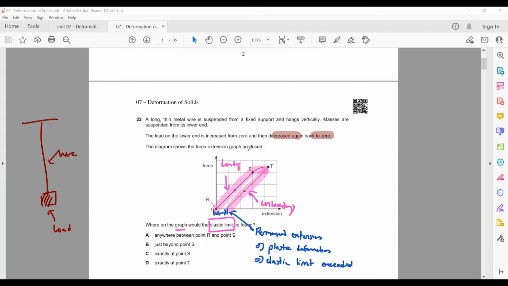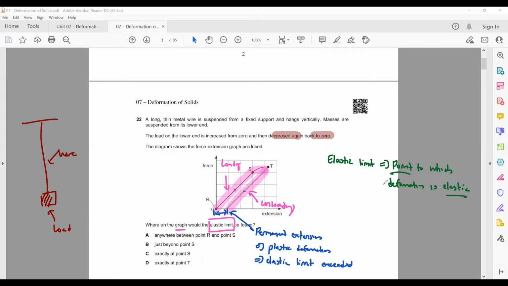All right. If you recall what I mentioned to you last week, elastic limit is the point to which deformation is elastic. So, point to which deformation is elastic.